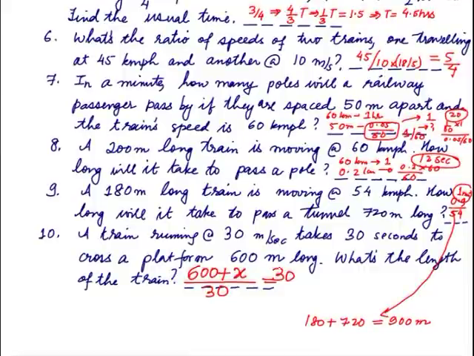So 30 into 30 is 900. So this will give you x will be equal to 900 minus 600, and that means the length of the train is nothing but 300 meters. So that takes care of all these 10 quick questions. Let's go through them once again.